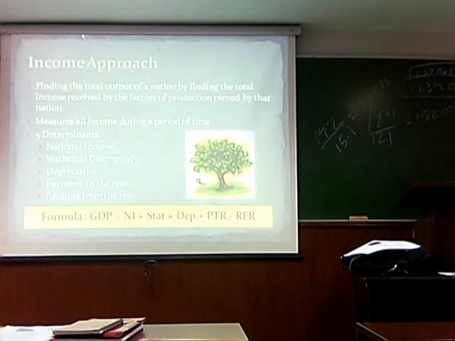The next is the income approach. The income approach finds the total output of the nation by finding the total income received by the factors of production owned by that nation. It has five determinants. The first one, national income. Second one, statistical discrepancy. Third one, depreciation. Fourth one, payments to the rest of the world. And last one, the GDP formula.